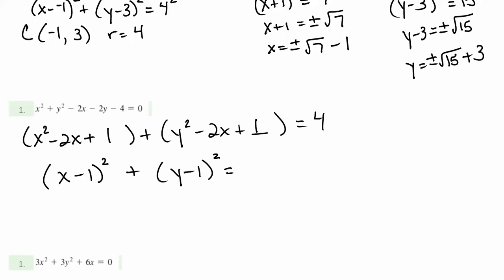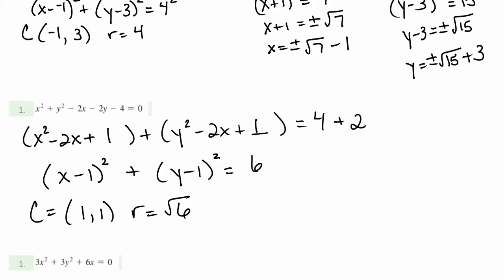Now you can't just add numbers to equations without doing it to both sides. So I'm going to have to add 1 plus 1, or 2, to this side, so I get 6. So my center is at (1, 1), and my radius is the square root of 6.